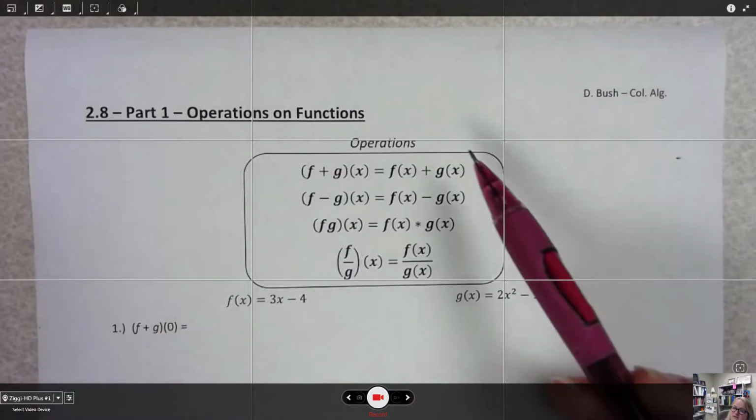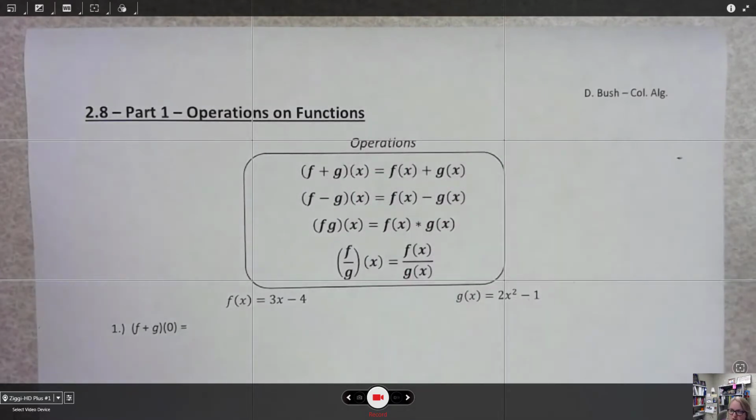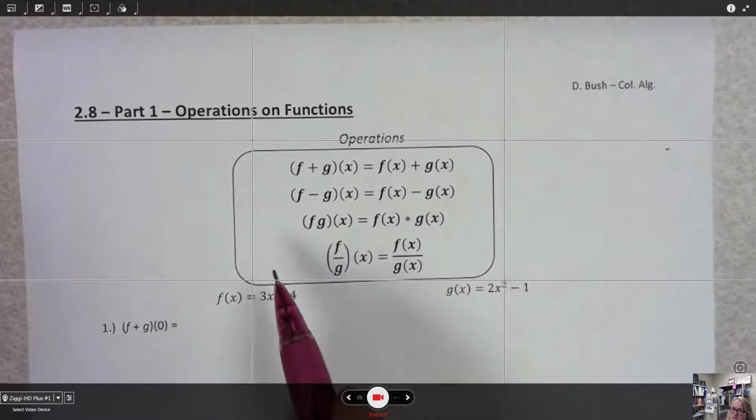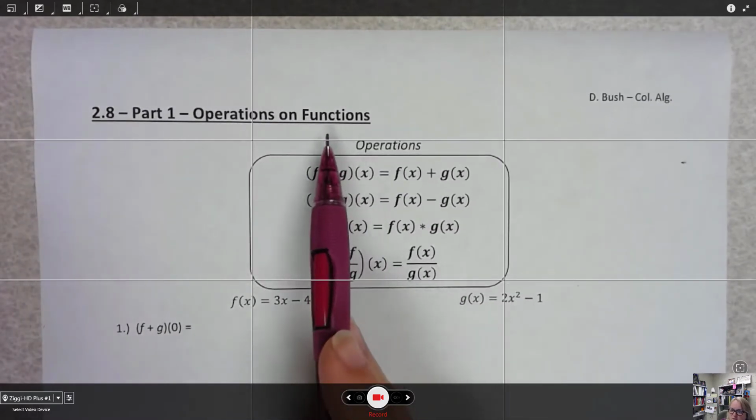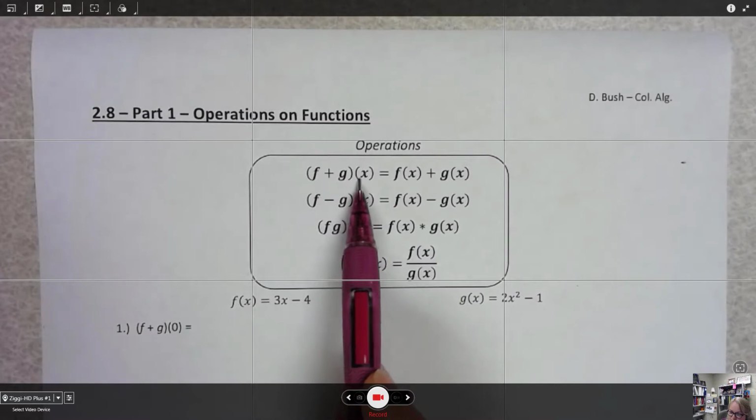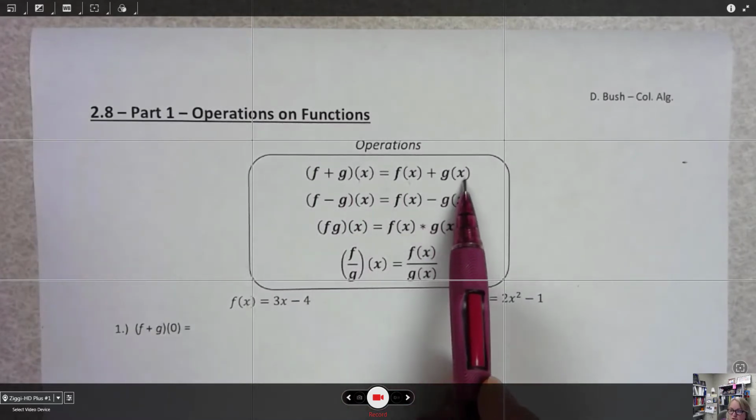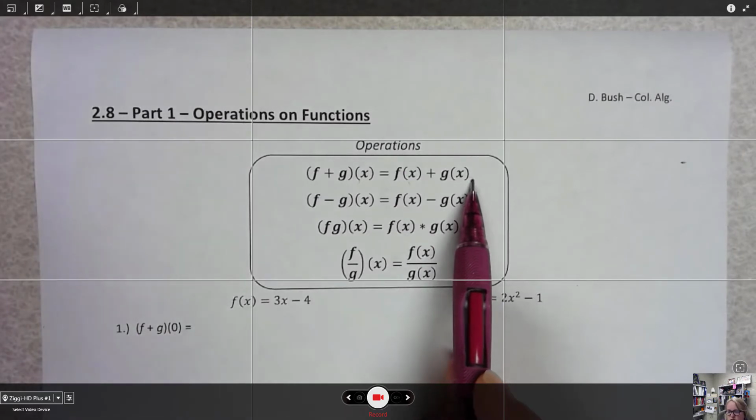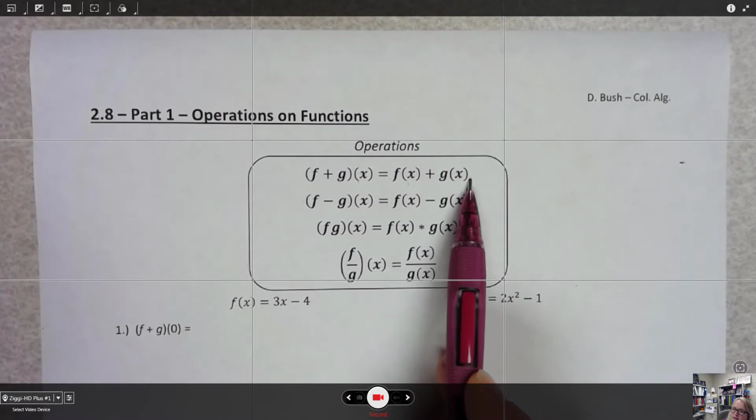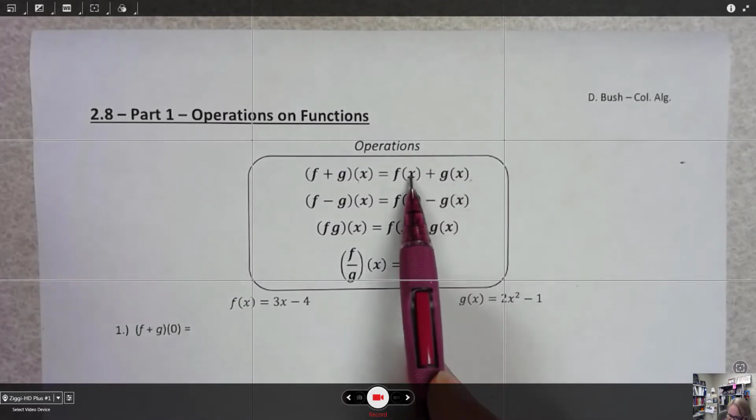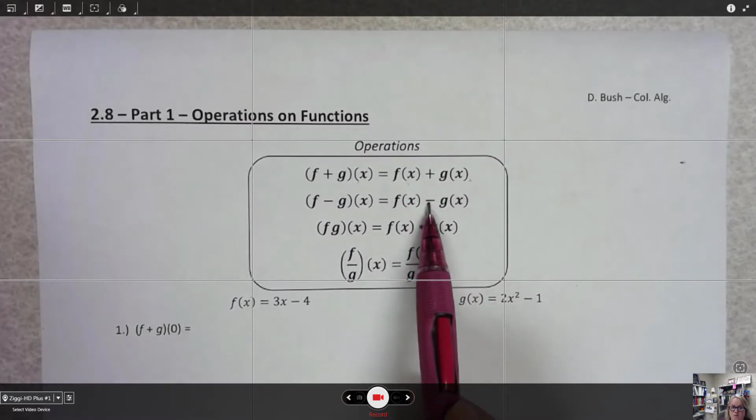So what we're doing is we're taking these functions, combining them together in some way, adding, subtracting, multiplying, or dividing. If you see this notation, f plus g of x, that simply means to take the function f and add it to the function g. Most of these functions are polynomials, so when you're adding, you're just finding the things that are alike and putting them together, combining like terms. The same thing happens with subtraction.